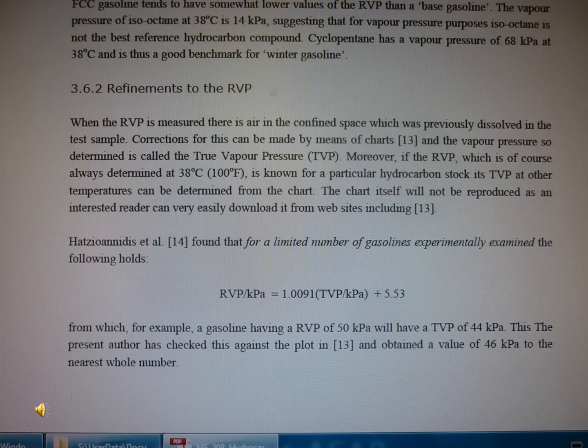So in this case, RVP in kilopascals is equal to 1.0091 multiplied by TVP in kilopascals plus 5.53. This is the way we can calculate this. A limited number of gasolines have been experimentally tested for RVP.